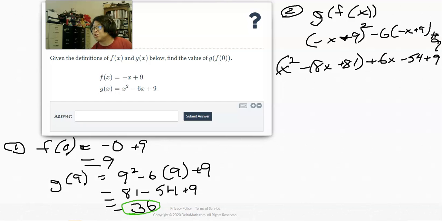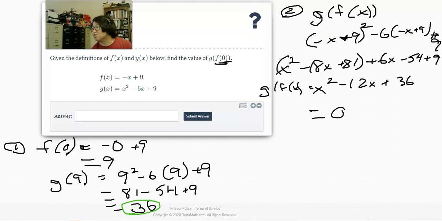So I just combine all my like terms. I only have 1x squared after all. Minus 18 plus 6 is minus 12x in total. And then the plus 81 minus 54 plus 9 actually works out to be that 36 from down here. So we kind of have an idea of where this is going. Okay, this is my g of f of x, and what I'm trying to find is 0. So I plug in 0 for x.